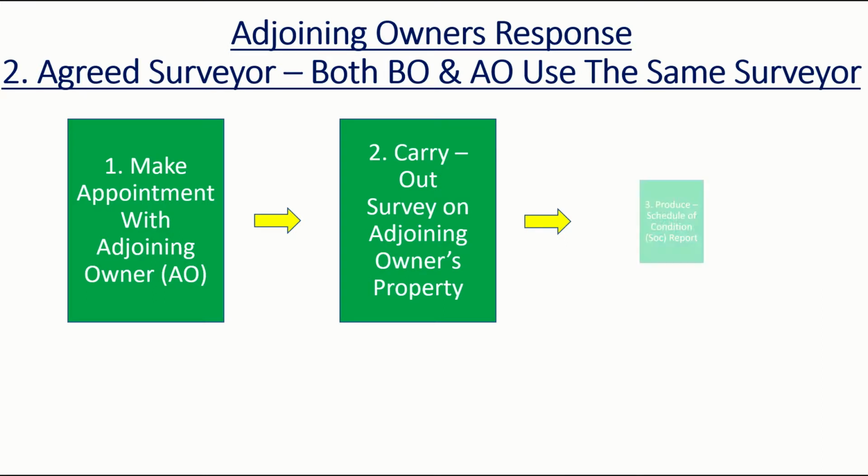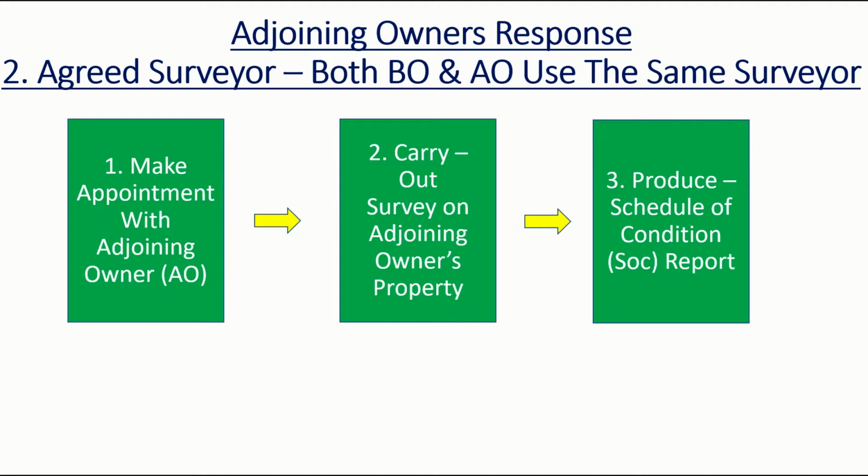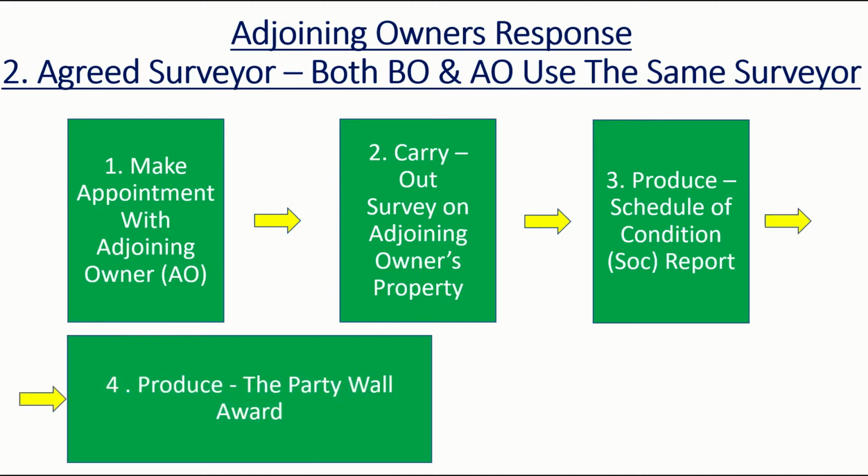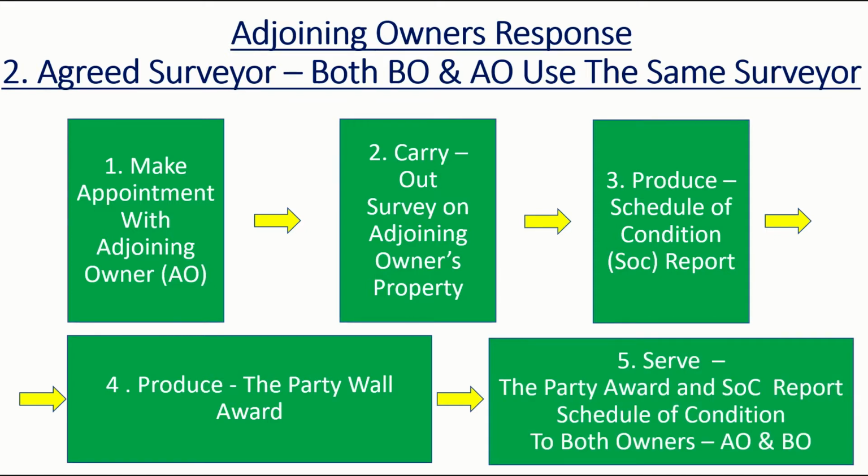The next step is to produce a report for the photographic survey, known as a schedule of condition report. We also produce a legal document called a party wall award, and the schedule of condition report forms a part of that award. The award is a legal document which sets out rights and responsibilities of each party. The last step is to serve the award to both the adjoining owner and the building owner.